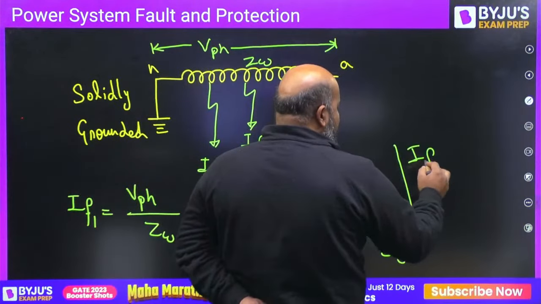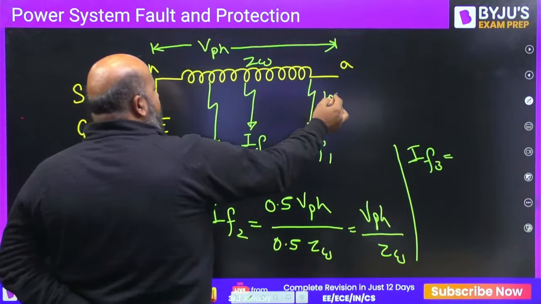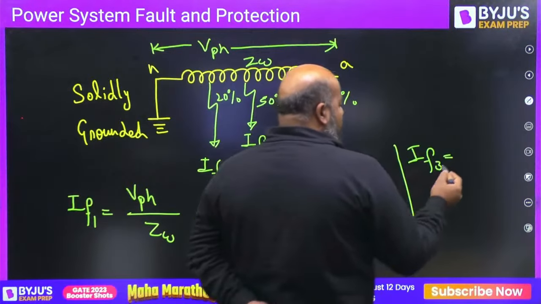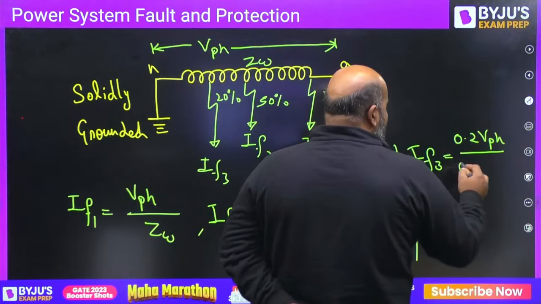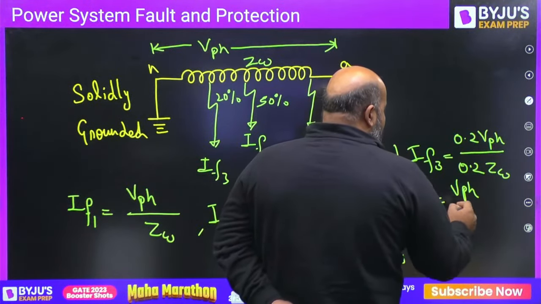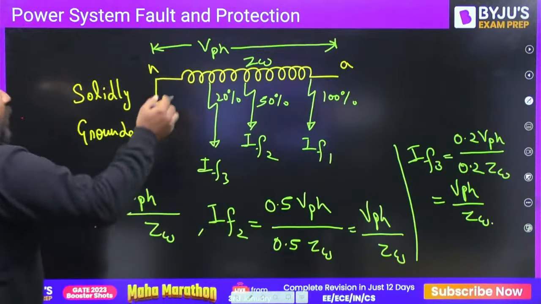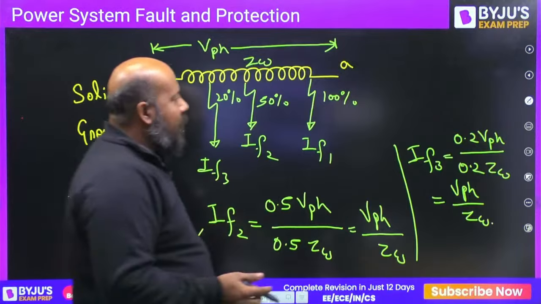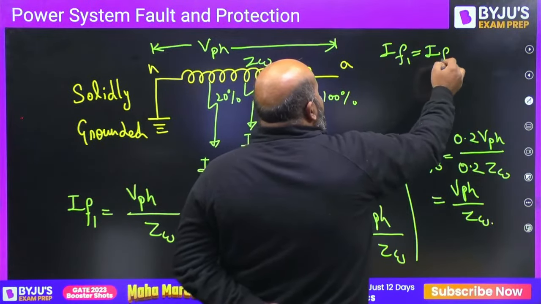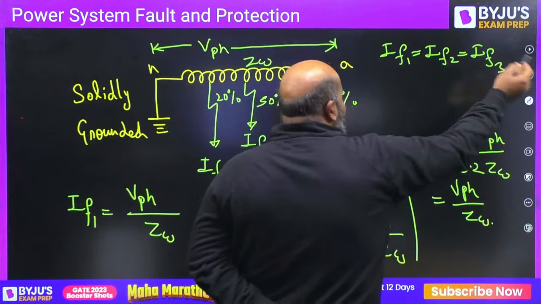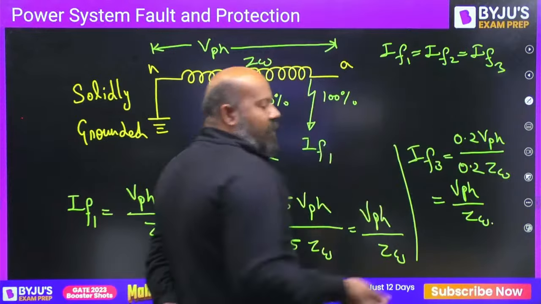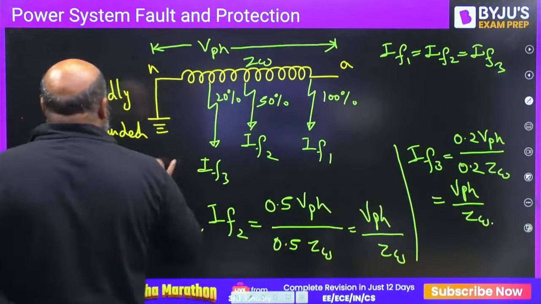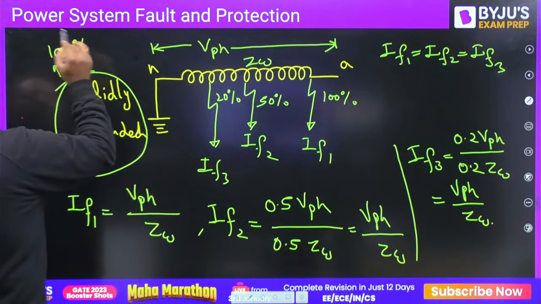Similarly, for the third case, if the fault is at 20%, this is 100%, this is 50% of the winding fault, and this is 20%. Now, the voltage and winding impedance both will be 20% only. So, it is V phase upon ZW. Now, you see here, whether the fault is occurring at 100%, 50% or 20%, all the time the fault currents are going to be same. So, if the fault current is more than the pickup value of the current, then the relay will operate and the circuit breaker will take the action. It means 100% of the winding is protected. So, if it is a solidly grounded neutral, then 100% of the winding is protected.